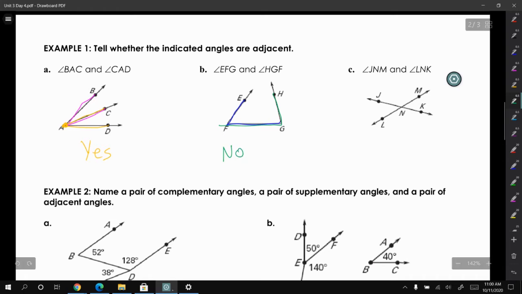Angle JNM, whoops, J and M, and angle L and K. So these two angles share this vertex, but they don't share a side. So that is also a no. Because remember, for the angles to be adjacent, they must share a vertex and a side. Example C, they shared a vertex but no side. And in example B, they shared the side here, FG, but they did not share a vertex.